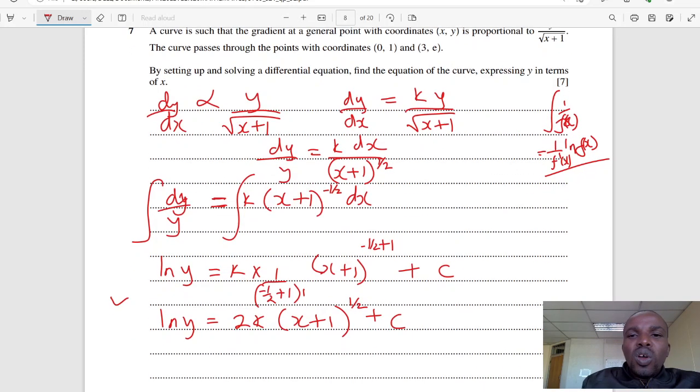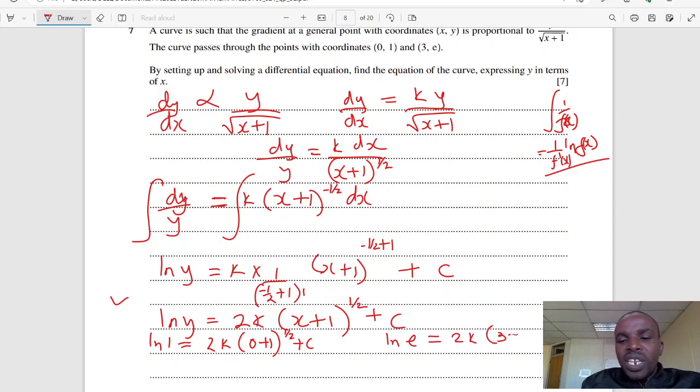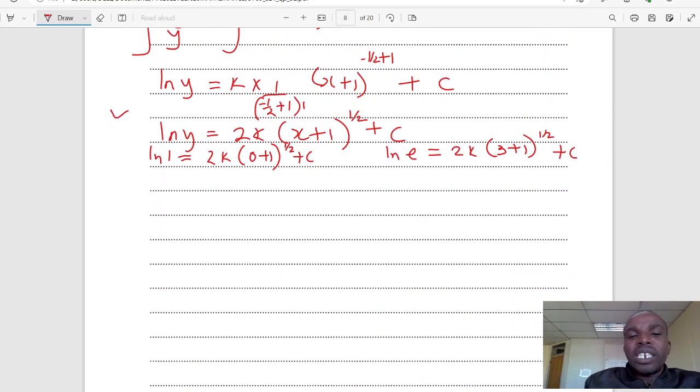So I put x = 0, y = 1. ln 1 equals 2k times (0 + 1) to the power half, plus c. Then I put x = 3, y = e. ln e equals 2k times (3 + 1) to the power half, plus c. Then I have to simplify these two. You can get equations in k and c. Solve them as simultaneous equations, then find the values of k and c, substitute, and after that express y in terms of x.